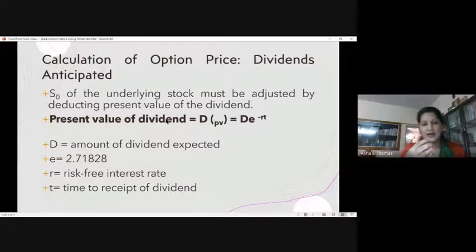The spot price of the underlying asset must be adjusted by deducting the present value of the dividend. That's the only change which you have to make when you are going with a dividend anticipation during the holding period of this particular stock. Right? Things are very simple. You just have to remember all these three aspects. So that's where we go with the concept when a dividend is anticipated.